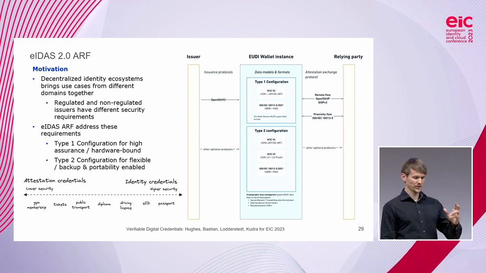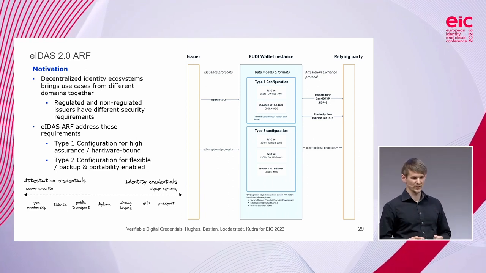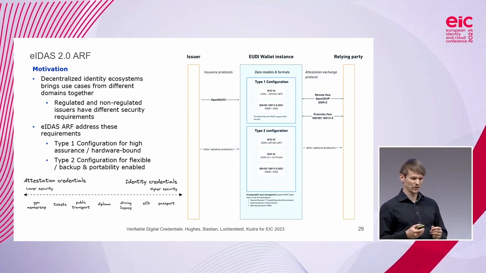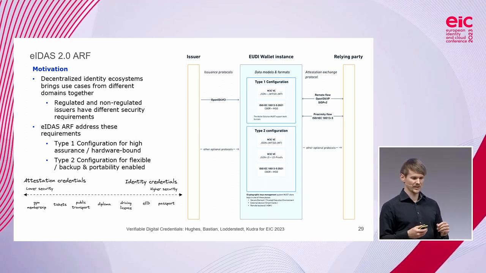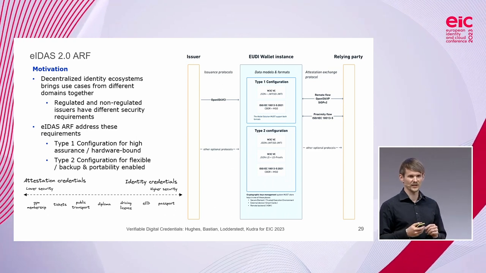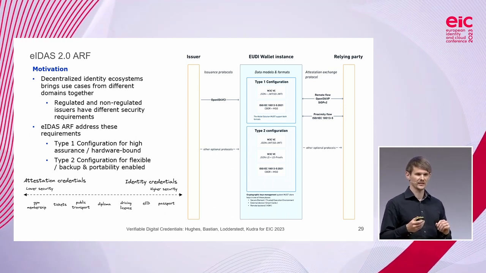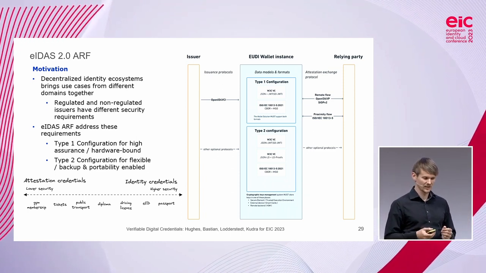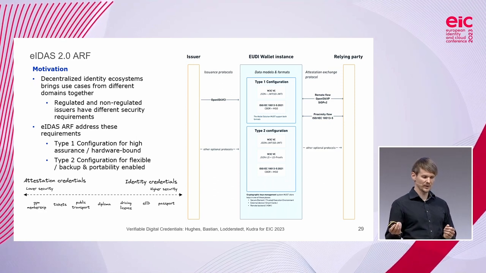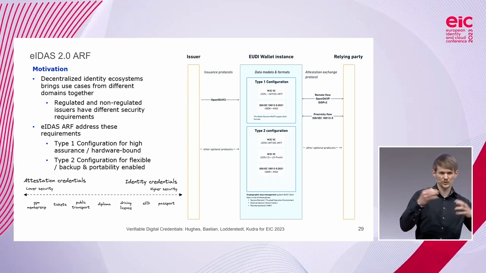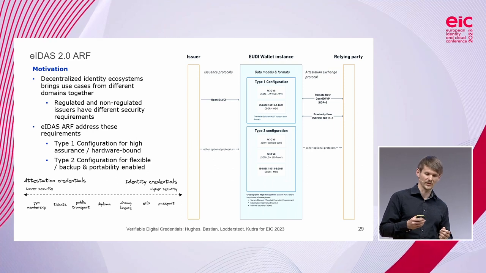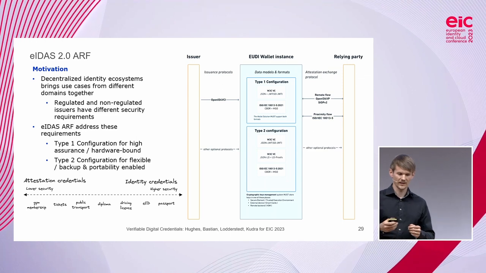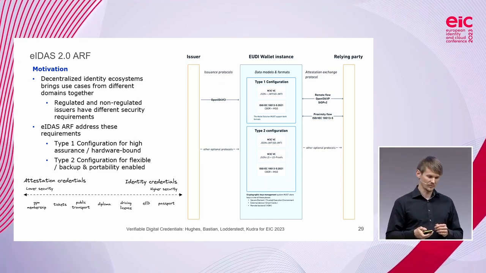And they also saw this distinction between the different requirements, and they defined a type 1 configuration for high assurance use cases, especially for the PID, which is the personal identity data, which is equivalent to my national eID card. And this is usually hardware bound, while most of the use cases will probably fall in a type 2 configuration, which is more open, more flexible, and it also enables backup and portability.